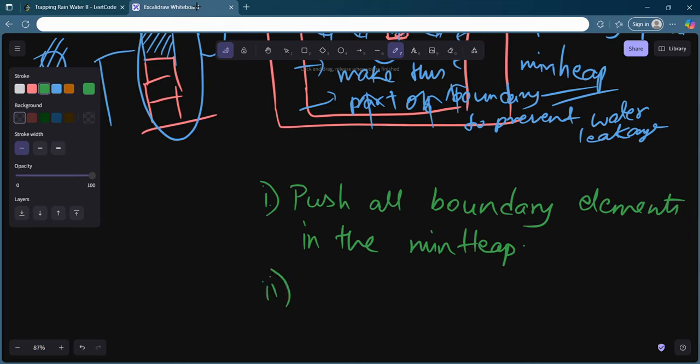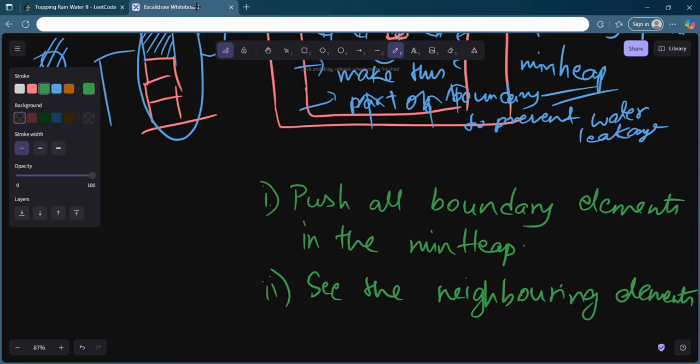And I will try to see the neighboring elements. See the neighboring elements and calculate the height of water, the amount of water which can be stored. So the extra height which is stored, I will calculate that.